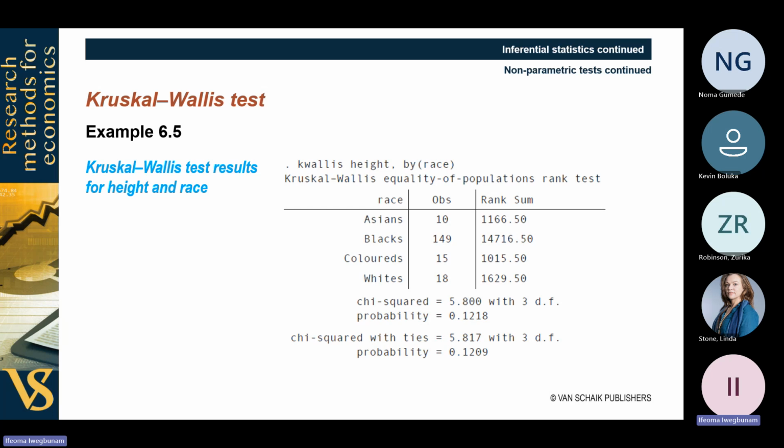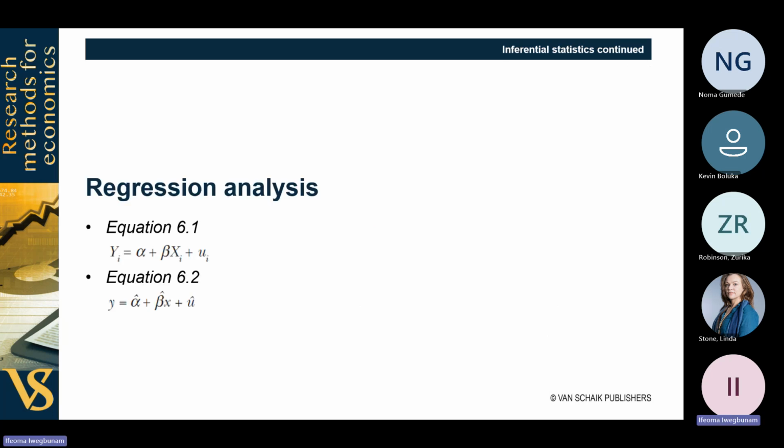And this is a Kruskal-Wallis test. When you are doing your research, looking at this one here, it has the Asian, black, colored, and white groups, and it has the chi-square test and the probability. So you use the probability when you want to interpret the chi-square test, and it shows the result.